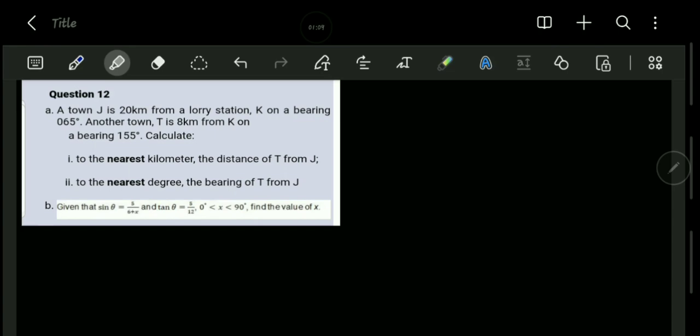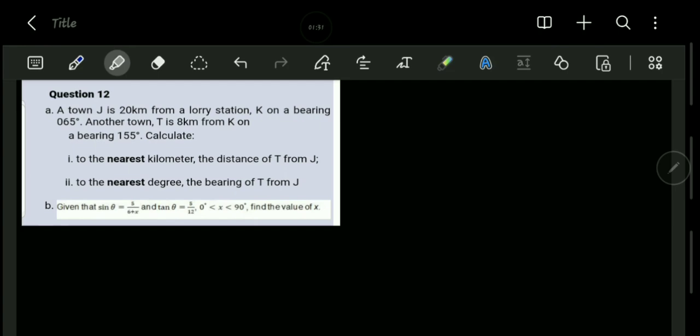For every question under bearing, we take note of one single word. There is one word that tells us where or how to start answering the question, and that word is the word "from". So in any question on bearing, try to look for the word "from". The word "from" will tell you where to start answering the question from.